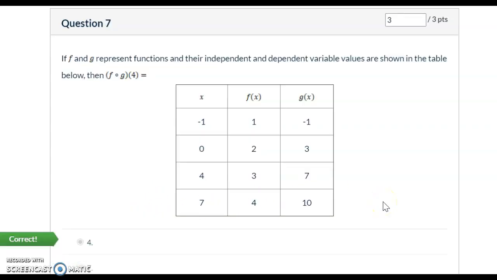Now this one is a little trickier, but it corresponds to the question before. So question 7: f and g represent functions and their independent and dependent variable values are shown in the table below, then find f of g of 4. The first thing we're going to do is find g of 4. Here's the 4 that would go in, and what comes out is 7 for g of x. Now we take that answer and put it back in for f of x. So here's our 7, and it comes out f of x as 4.